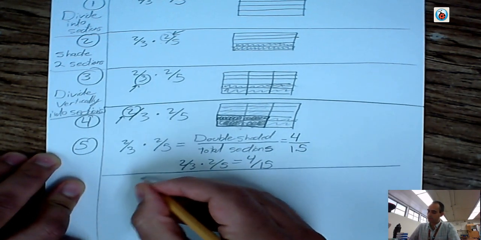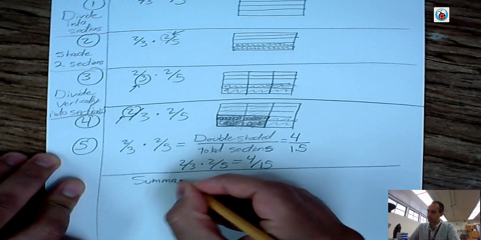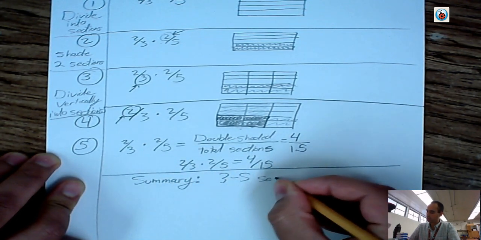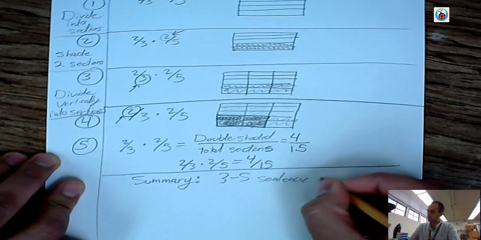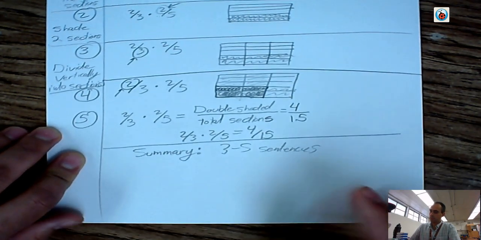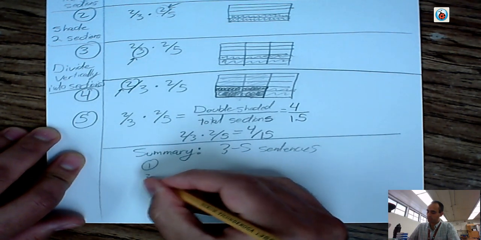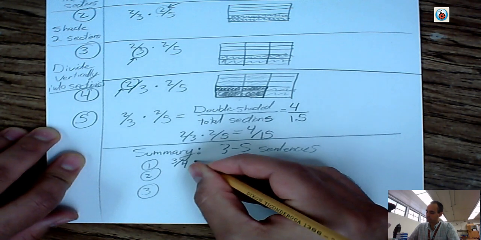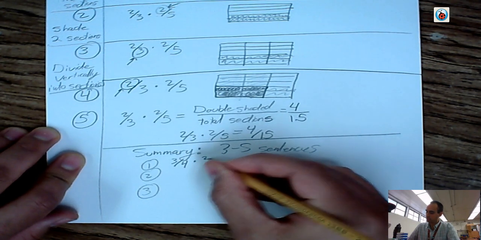I want you to do a summary. 3 to 5 sentences. And maybe you can try a few practice problems. These are up to you if you want to try them. 3/4 times 2/3.